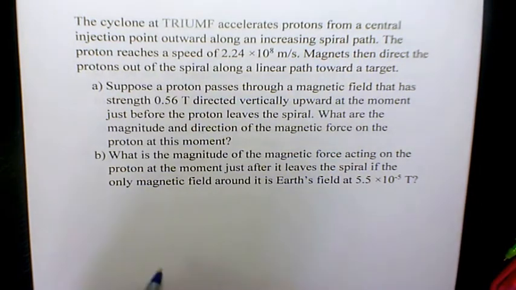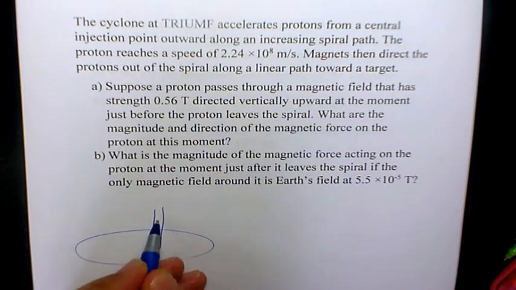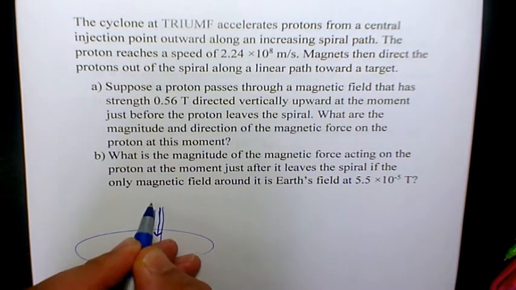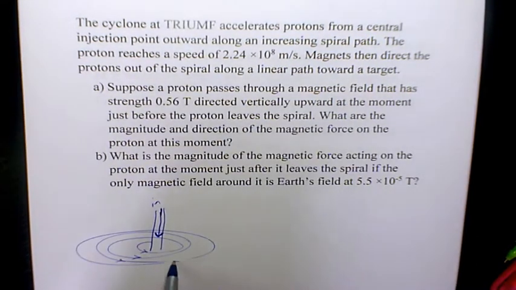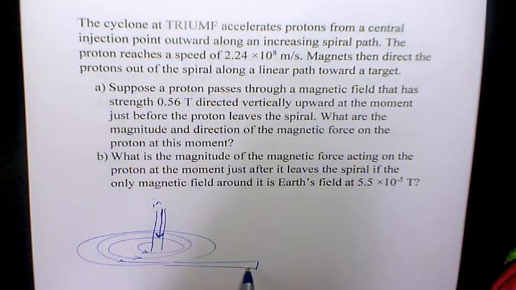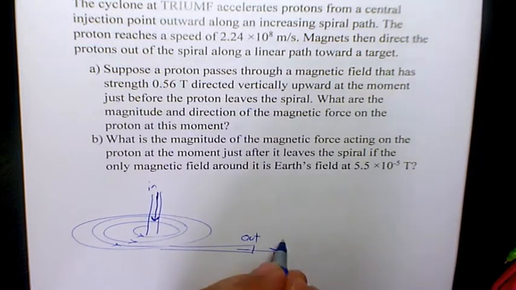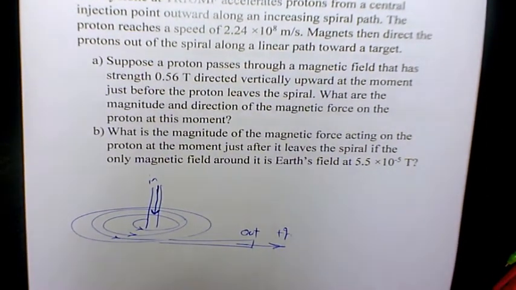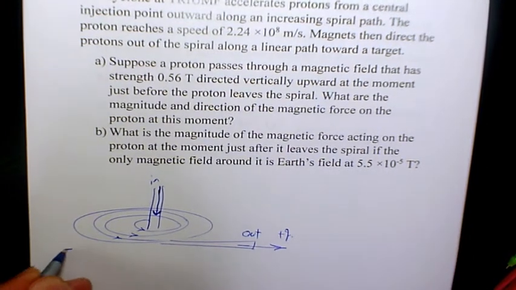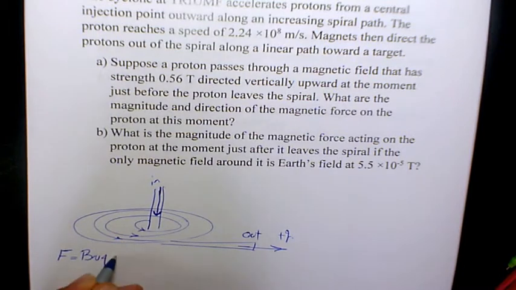So what we need to do with this cyclotron: the proton is going inside and it is moving around here and it leaves in the outlet like that, and we are dealing with a positively charged particle. So in order to find the magnitude of the force, it is B times V times Q times sine theta.